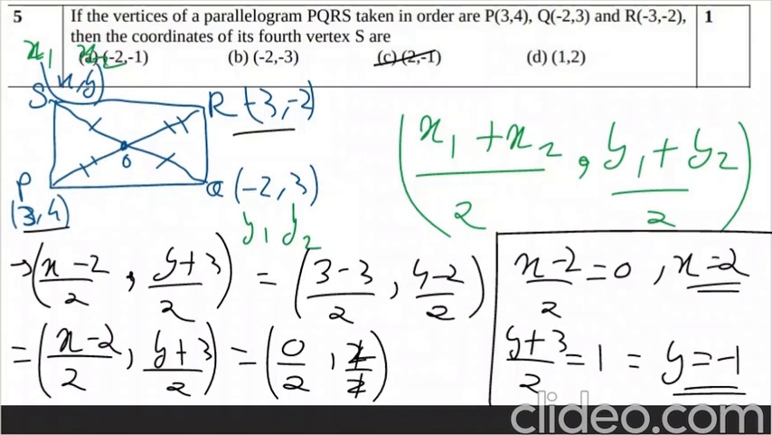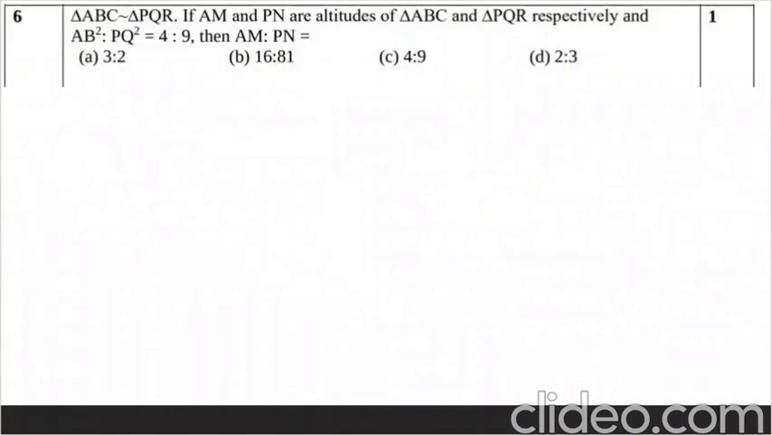Okay, some questions are lengthy, some are easy, but you know, you have to solve all of them. Okay, question number 6. Triangle ABC is similar to triangle PQR. If AM and PN are the altitudes of triangle ABC and triangle PQR respectively, and AB square is to PQ square is equal to 4:9, then AM is to PN is what? We have to find the ratio here. So let's solve it.